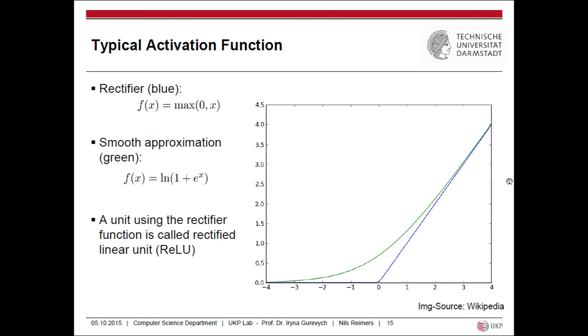There's also the rectifier function, which is sometimes used. It's the maximum of 0 and x. When the activation is negative, you get a 0 output, and otherwise you get the linear output of the activation. Sometimes in papers you find the rectified linear unit, or ReLU, which is quite good for some types of neural networks.